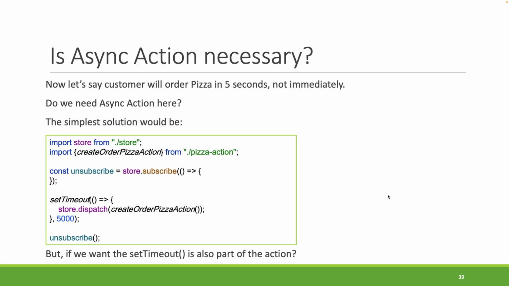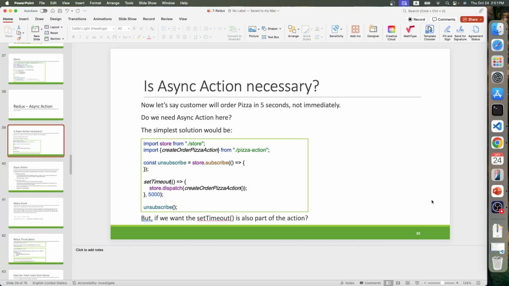First let's take a look at a scenario. Suppose now a customer wants to order pizza, but not immediately. They will order after, or in, 5 seconds. What should we do? Okay, so let's take a look at our code.